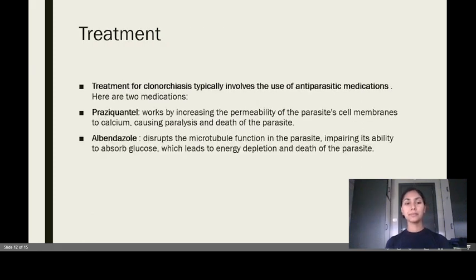Next, we have treatment. Treatment for clonorchiasis typically involves the use of antiparasitic medication. Here are two medications. One is praziquantel. It works by increasing the permeability of the parasite cell membrane to calcium, causing paralysis and death of the parasite. Second is albendazole. This disrupts microtubule function in the parasite, impairing its ability to absorb glucose, which leads to energy depletion and death of the parasite.